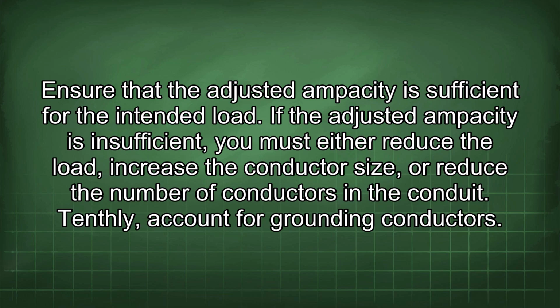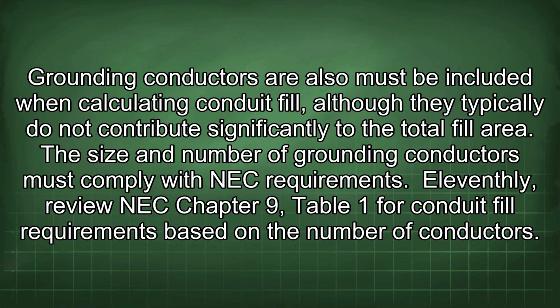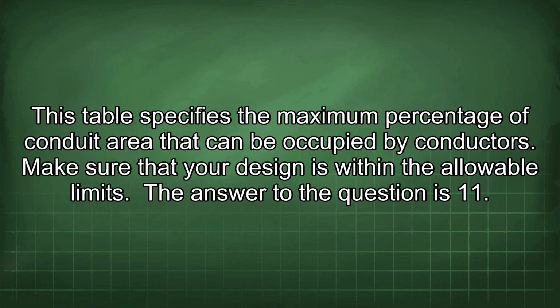Tenthly, account for grounding conductors. Grounding conductors also must be included when calculating conduit fill, although they typically do not contribute significantly to the total fill area. The size and number of grounding conductors must comply with NEC requirements. Eleventhly, review NEC Chapter 9, Table 1 for conduit fill requirements based on the number of conductors. This table specifies the maximum percentage of conduit area that can be occupied by conductors. Make sure that your design is within the allowable limits. The answer to the question is 11.